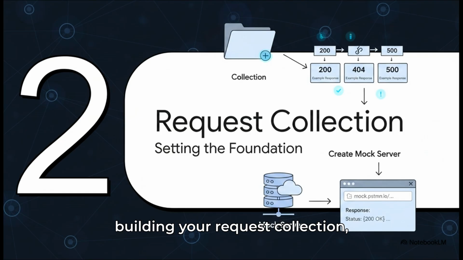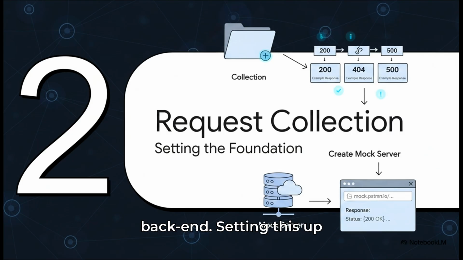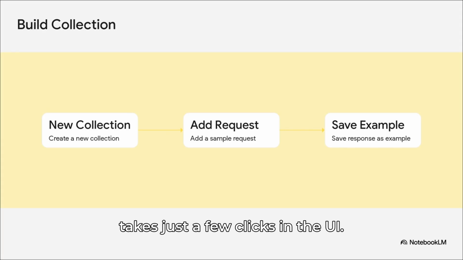Building your request collection, setting the foundation in Postman. Before we can simulate an API, we first need to build a blueprint of what it should actually look like. You can really think of this collection as the contract between your front end and your fake back end. Setting this up takes just a few clicks in the UI.